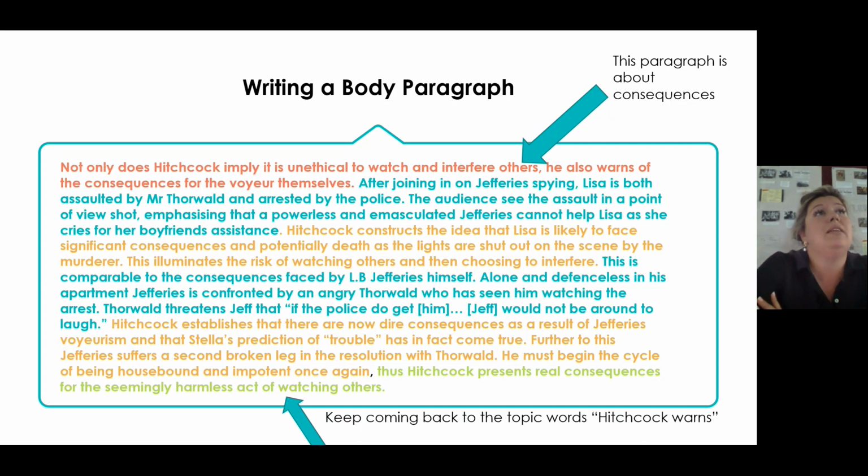Hitchcock establishes that there are now dire consequences as a result of Jeffrey's voyeurism, and that Stella's previous prediction of trouble has in fact come true. Further to this, Jeffries suffers a second broken leg in the resolution with Thorwald. He must begin the cycle of being housebound and impotent once again. And then I link, thus Hitchcock presents real consequences for the seemingly harmless act of watching others.